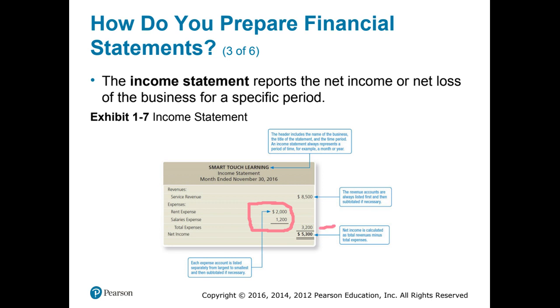What were the expenses? They want to know what the total expenses were, but they also want to know what those individual accounts were that were the expense accounts. And so we're going to list out the individual accounts to the left, but we're going to total it up on the right. And the same for revenue. So if we had more than one revenue account, we would list those out individually to the left.